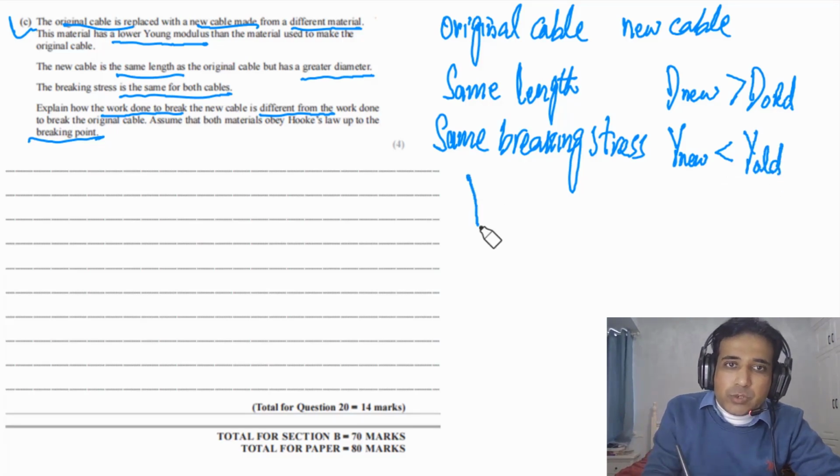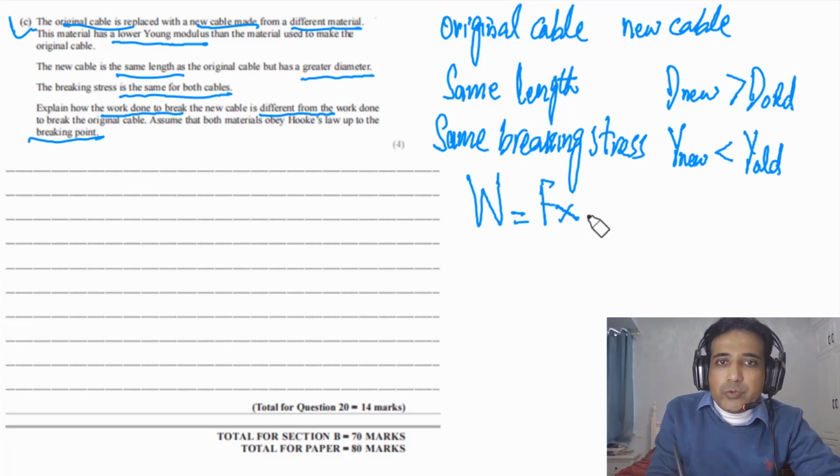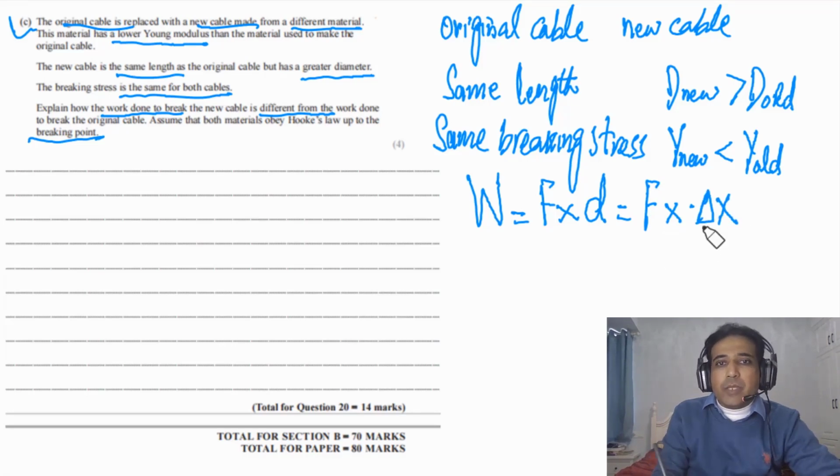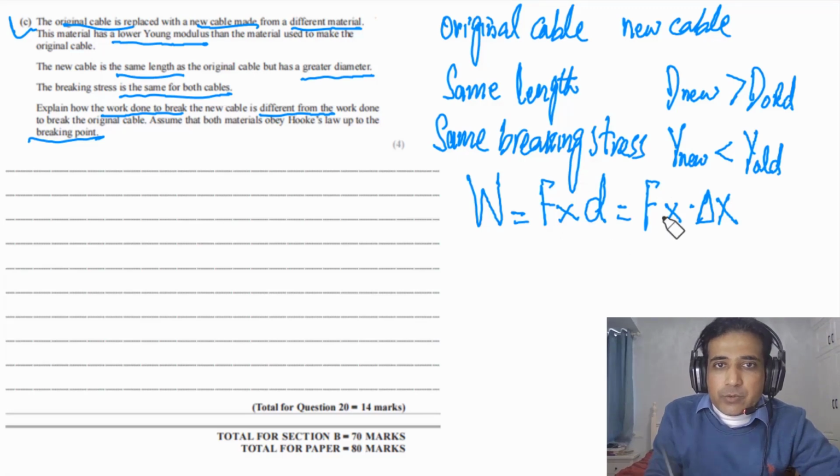In this case, we need to compare work done, and work done is equal to force times distance. But in this case, it will be equal to force times extension, so we will write down delta x. So first of all, we need to find out force.